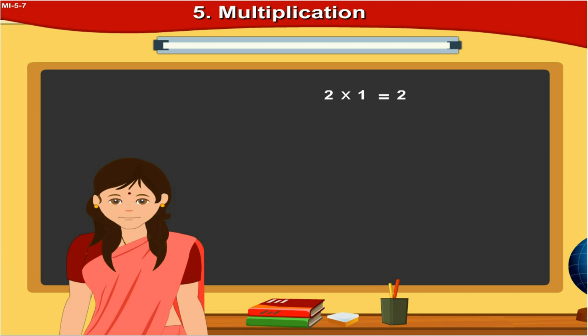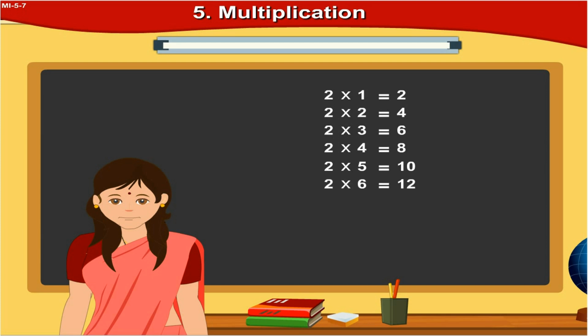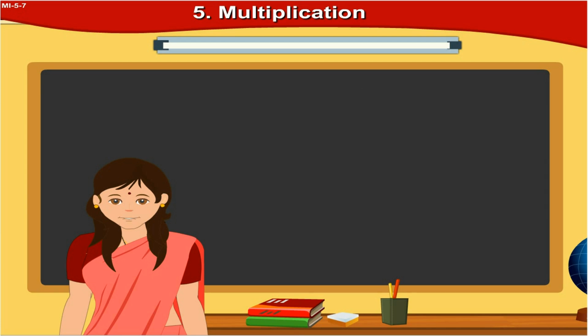2 ones are 2, 2 twos are 4, 2 threes are 6, 2 fours are 8, 2 fives are 10, 2 sixes are 12, 2 sevens are 14, 2 eights are 16, 2 nines are 18, 2 tens are 20. Very good. Now, table of 3.